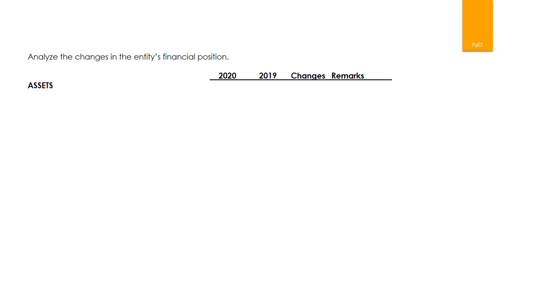Okay, let's start with our assets. So here we have our cash. At 2020, it is at 2.5 million. At 2019, it is at 1.4 million. So there is a change of 1.1 million, which we can see in our net cash flow.